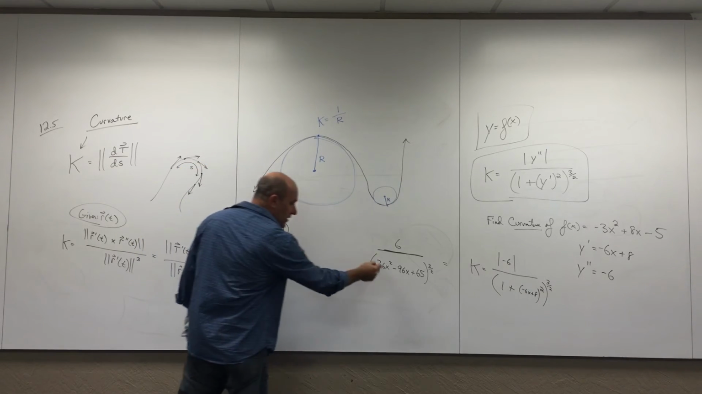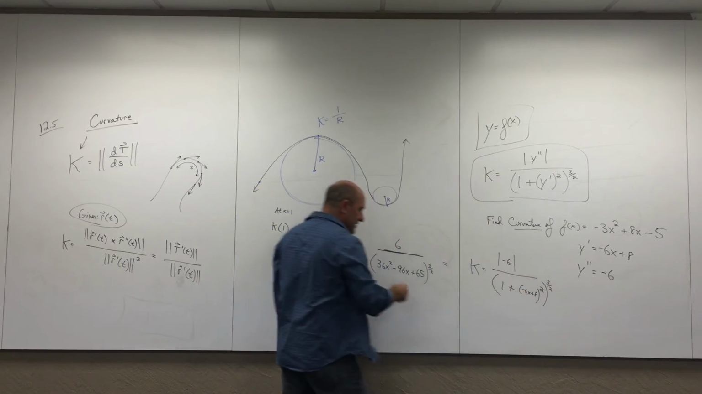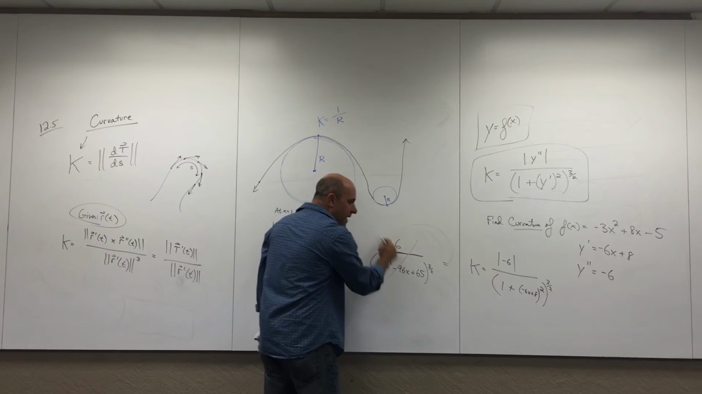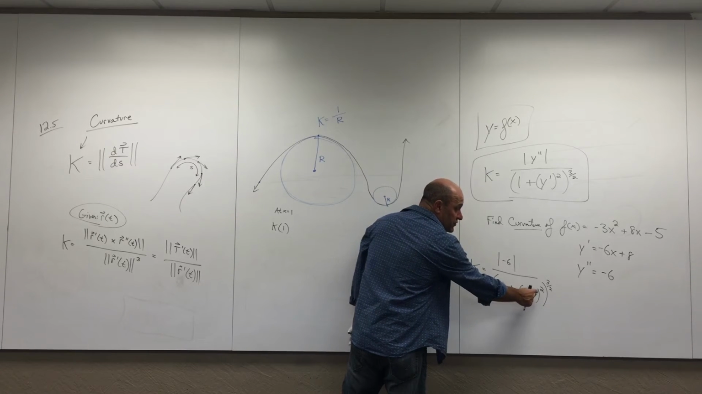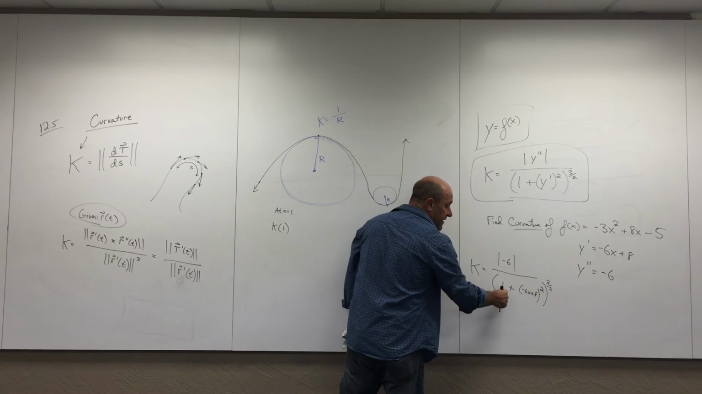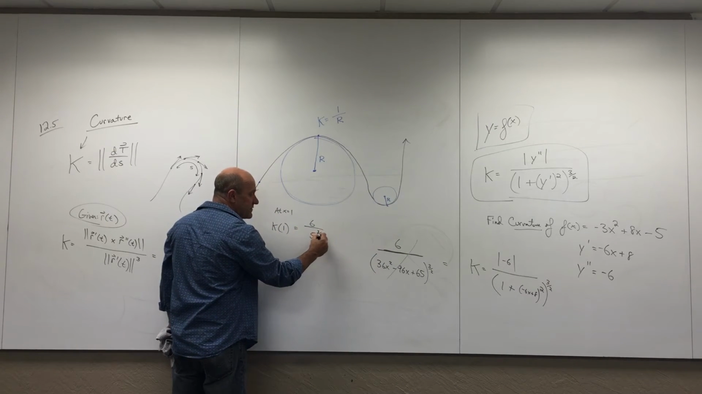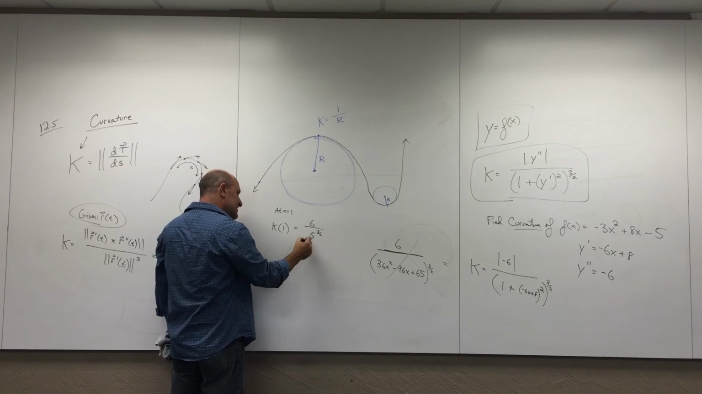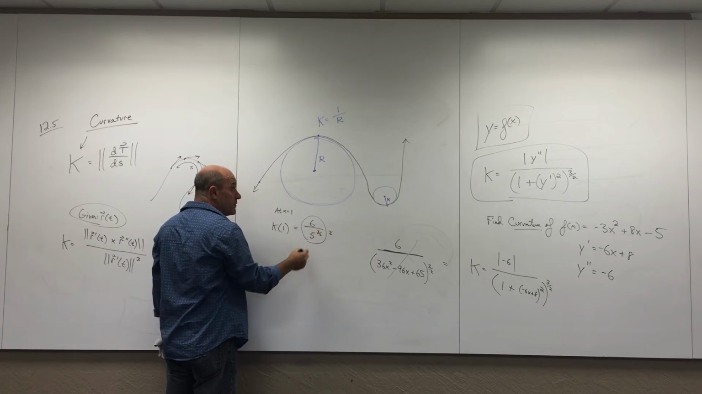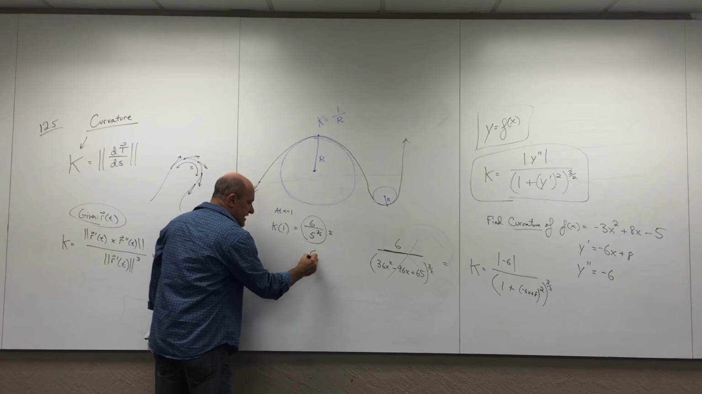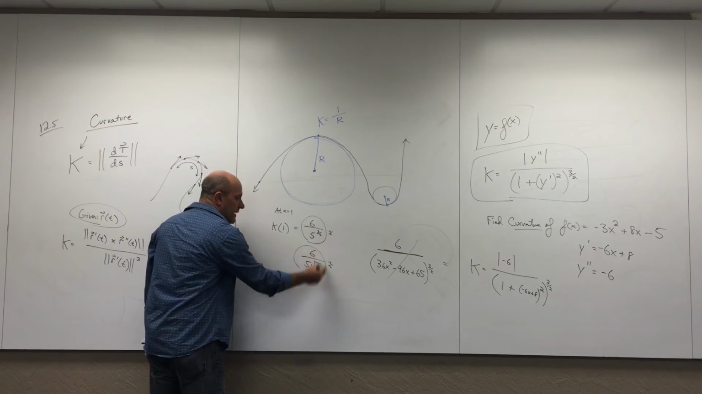I could plug a 1 in there, right? I'd just as soon go right here. If I plug in a 1, that's negative 6 plus 8, that's 2. 2 squared is 4. 4 plus 1 is 5. So I get 6 over 5 to the 3/2, which is the square root of 5 cubed. I mean, it's 6 over 5 square roots of 5 is what it is, but I'm asking for a decimal.